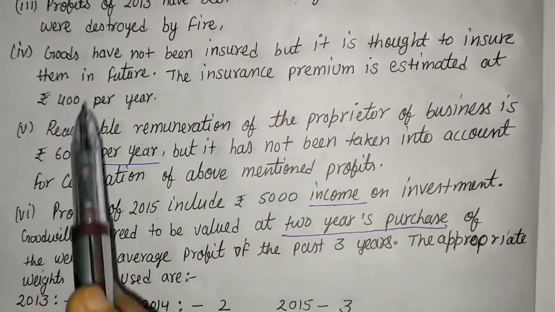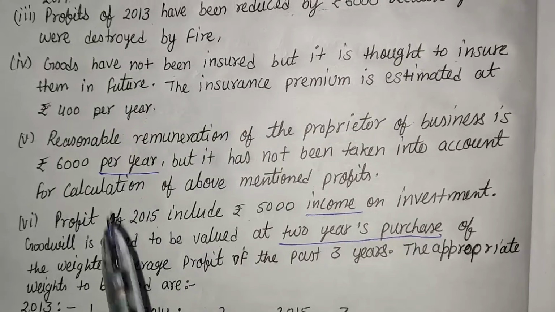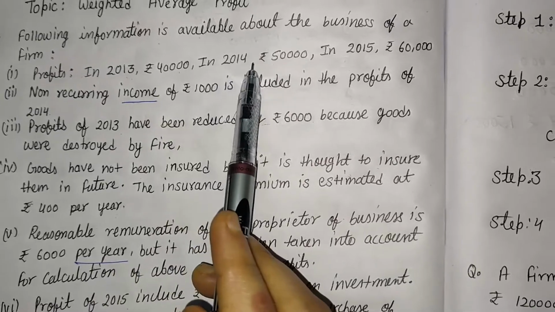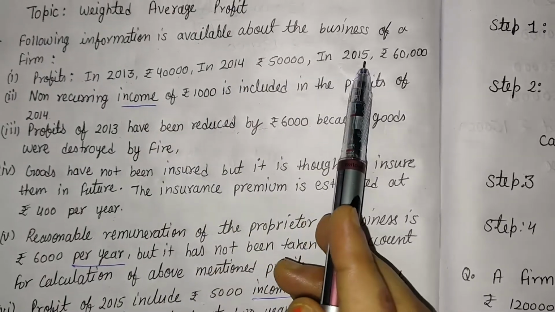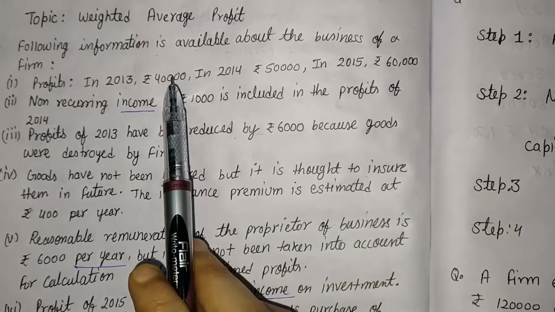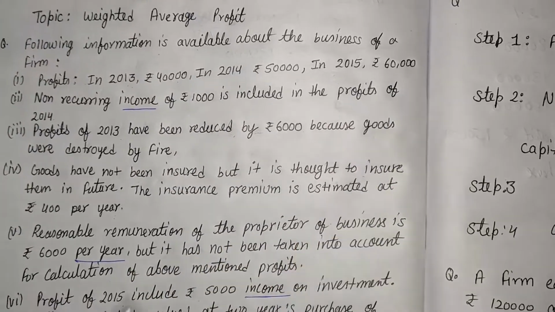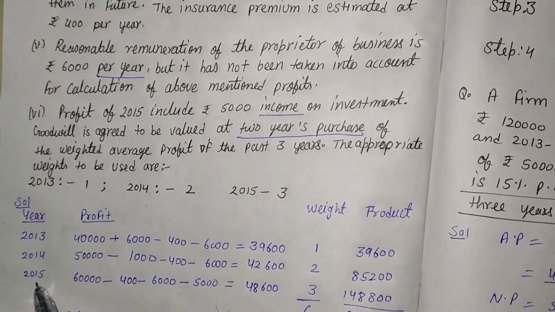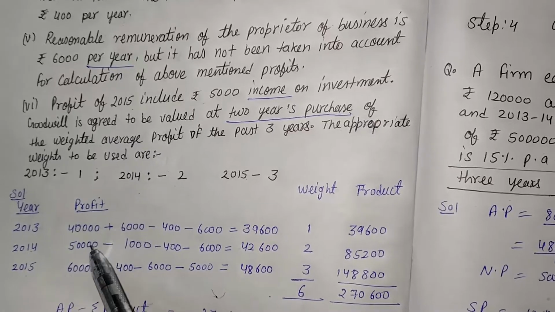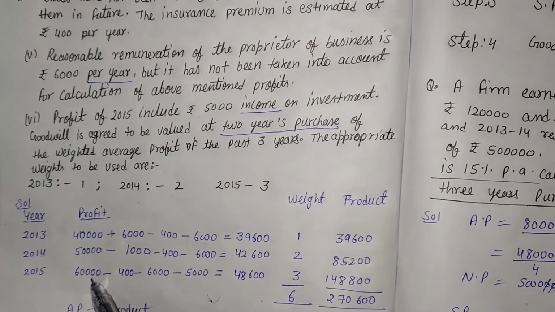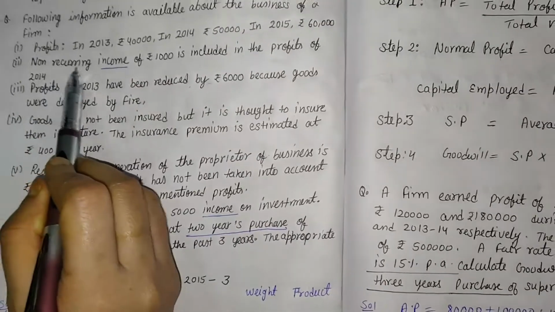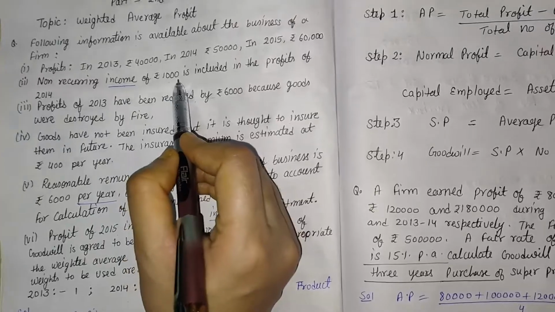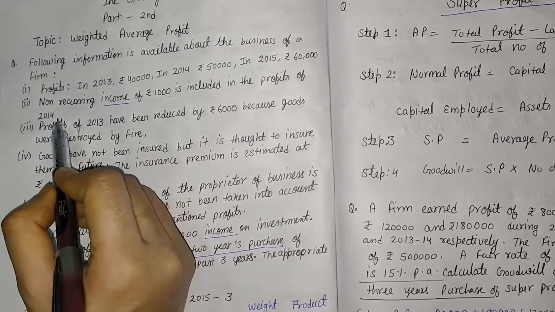Here one by one we are solving all the points. First of all, the first point is 2013 profit 40,000, 2014 that is 50,000, and in the year 2015 the profit of rupees 60,000. So 40,000, 50,000 and 60,000. Here we mention the year 2013, 2014 and 2015. Now come to the second point, that is non-recurring income. That is income, so that is inversely related, that is 1,000 given in the year 2014.